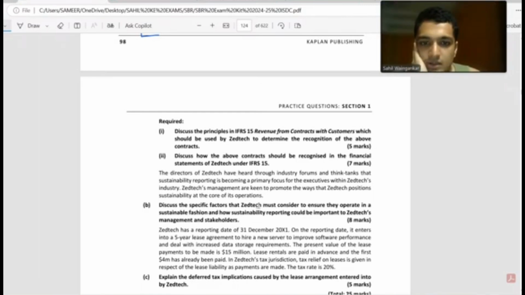Discuss the specific factors that Zedtech must consider to ensure they operate in sustainable fashion, and how sustainability reporting could be important to Zedtech's management and stakeholders.